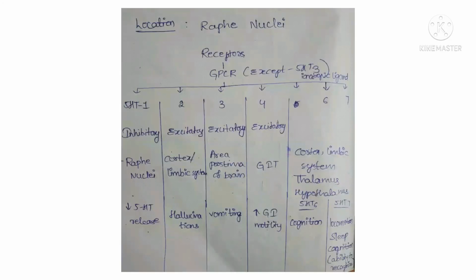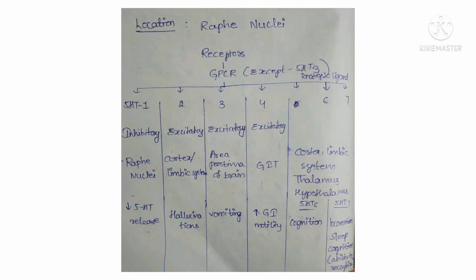It is also an excitatory neurotransmitter. See, only two are inhibitory. What are those? GABA and glycine. Except those two, all are excitatory. So first we will see the location. Here the location is the raphe nucleus, and the receptors are all GPCR, G protein coupled, except 5HT3, which is an ionotropic receptor. And these are of 7 types.